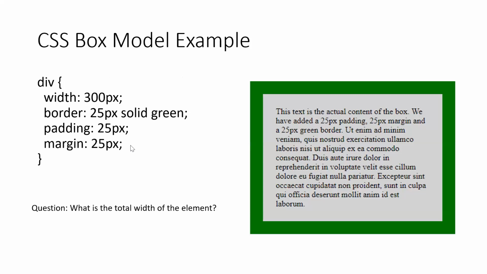Now, for example, if you look at this example, right? It says width is 300 pixels, border is 25, and we say solid green. So we can see this. And then we have padding, and then we have a margin, right? So can you quickly try this? And can you check the total width of the element? So let's try together. You can put some text. And then here we actually change the div. Let's try to understand how we are going to put this. So let me show you with an example.